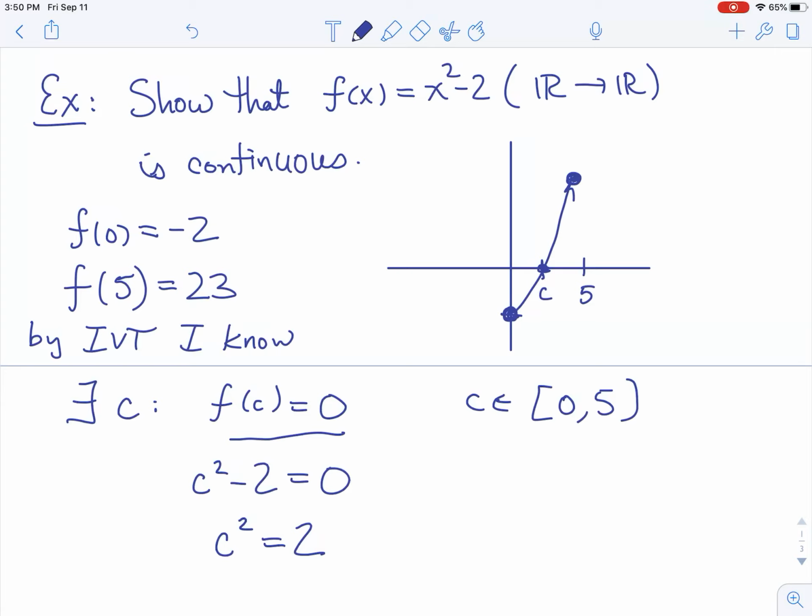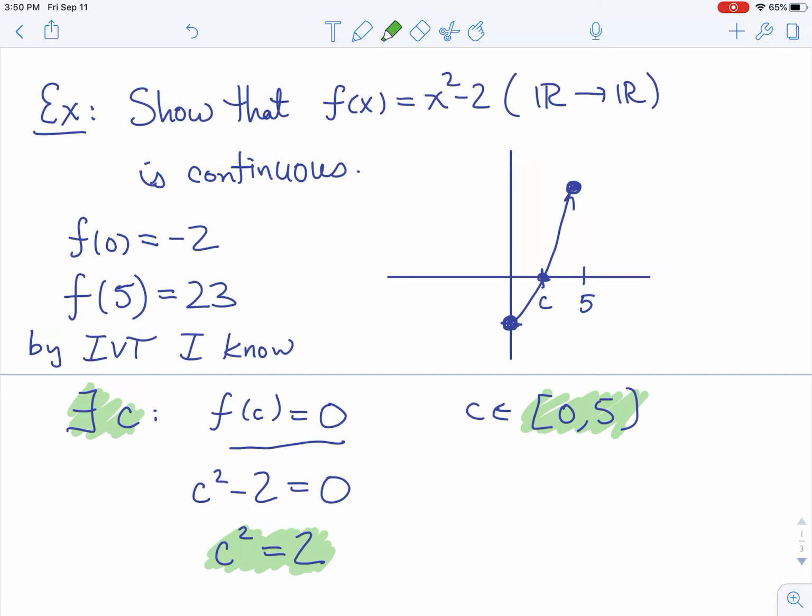And that means that c squared is 2. And so what did we find? We showed that there was a c in between 0 and 5, so it must be positive, and c squares exactly to give us 2. So if you want to show that the real numbers have a square root of 2, this is great.